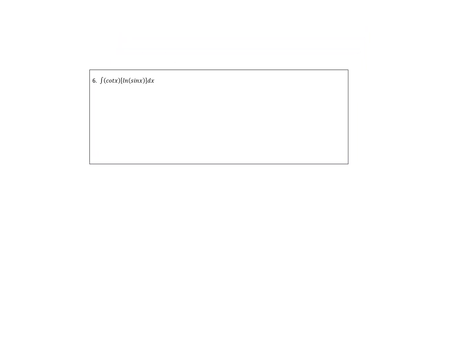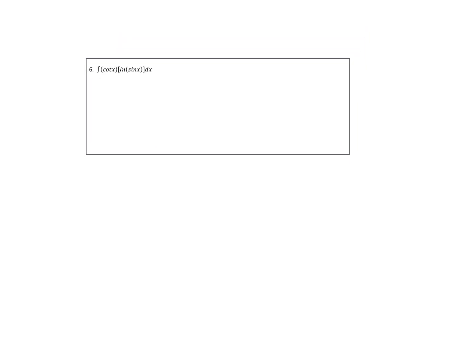For number 6, this one is very unique. It's definitely a u sub. You need to just figure out what you're going to let u be equal to. If you let u be sine of x, the derivative is cosine, which is not going to help you. And to be quite honest, we can't integrate ln of u, so that's not going to work. If we let u be cotangent, that's not going to work. So just out of process of elimination, I'm going to let u be equal to ln sine of x.